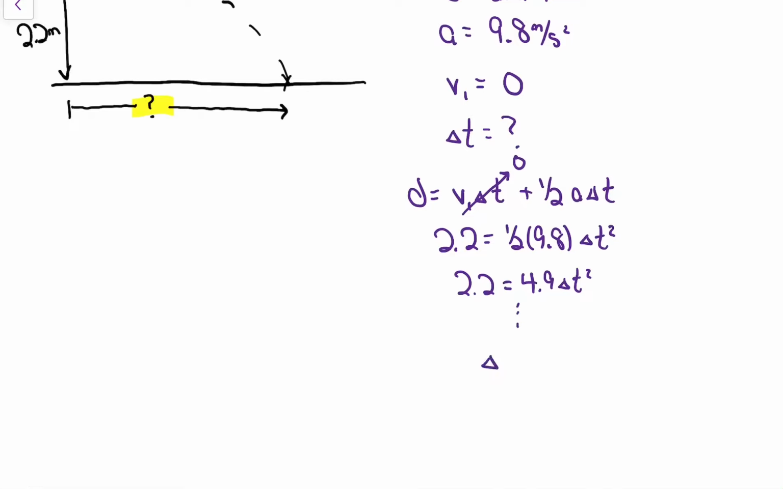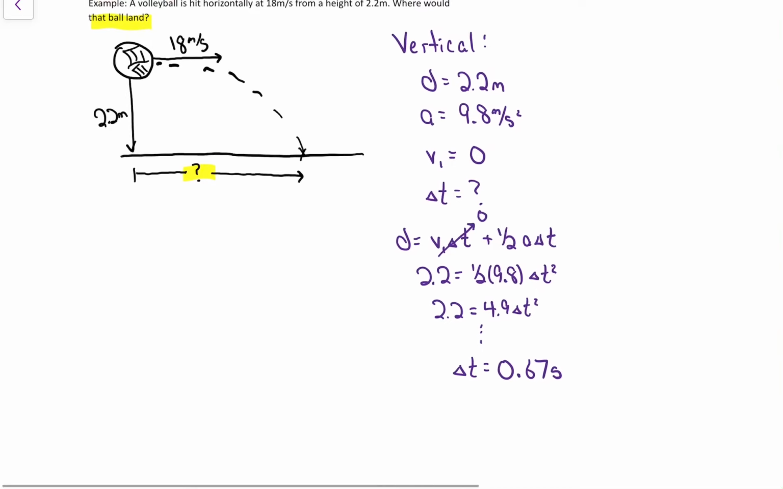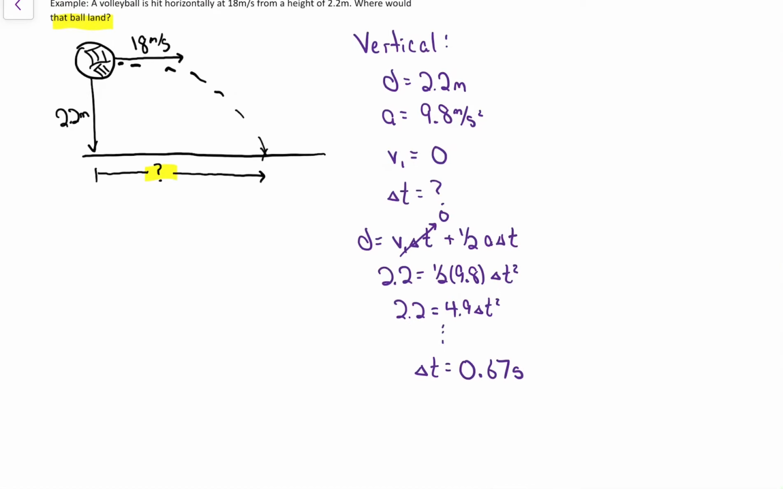Flip the 4.9 to the other side. You're going to get 2.2 over roughly 5, so that's going to be like 0.4. Then we've got to do the square root of that. We're going to be between 0.6 and 0.7. On your calculator, you can double check, but I got 0.67 seconds. We now know how many seconds it's airborne for.